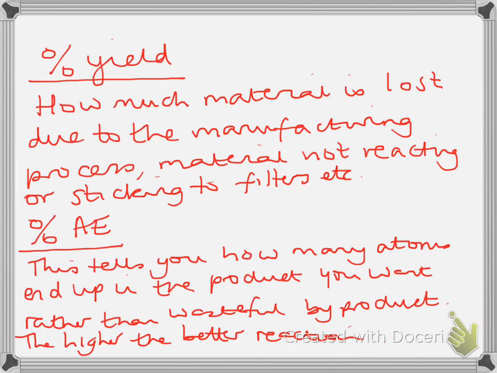Percentage atom economy will tell you how many of the atoms in your reagents end up in the products you want. Obviously, if they don't end up in the products, they're going to end up in a byproduct, which is often wasteful. So the higher the percentage atom economy, the better the reaction. So chemists will look for several different ways of making the same chemical, which improves the percentage atom economy, and they'll also look at the technique, which would improve the percentage yield. Based on this, they would decide on a good process for manufacturing.